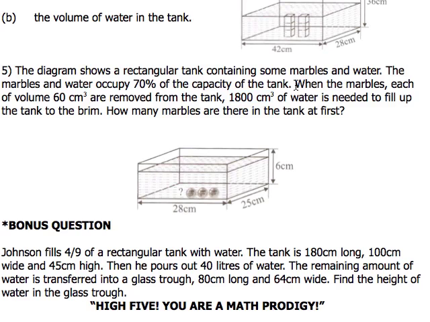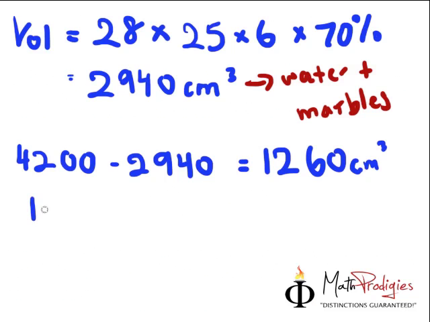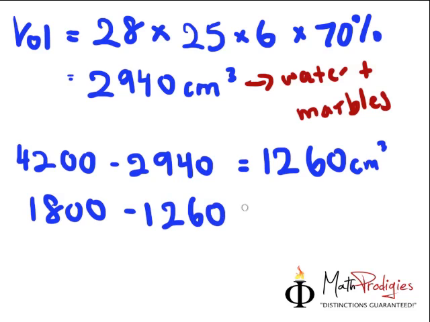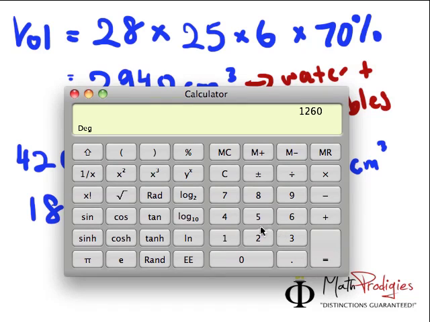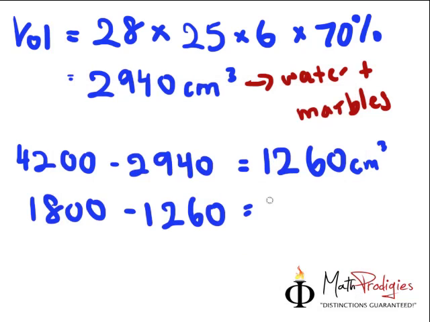You see, when the marbles are removed, the volume of marbles plus the volume of water is what made it look higher. Right? Volume of water is still the same. So in this case, what we know is that the difference, which is 1,800 cm cube of water minus 1,260, will give us the volume of what? Will give us the volume of all the marbles, which equals to 540 cm cube.